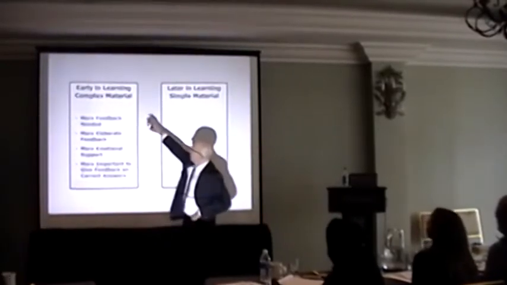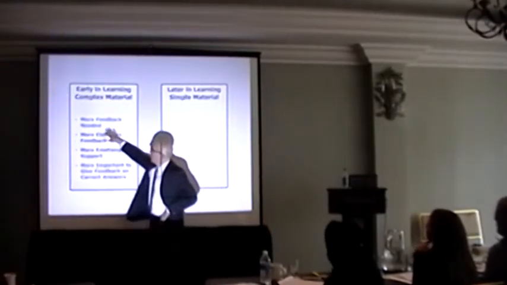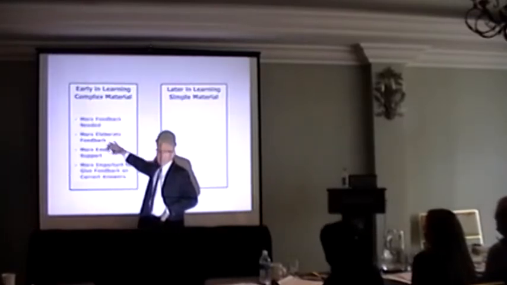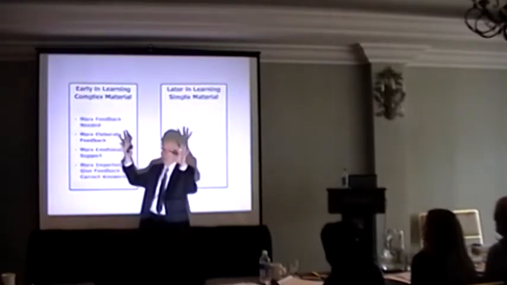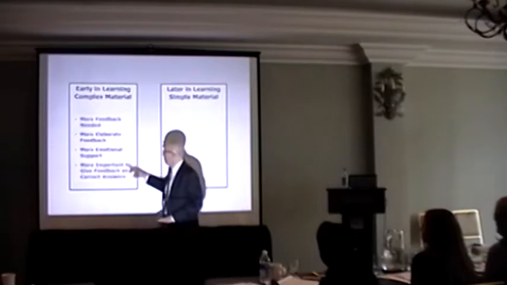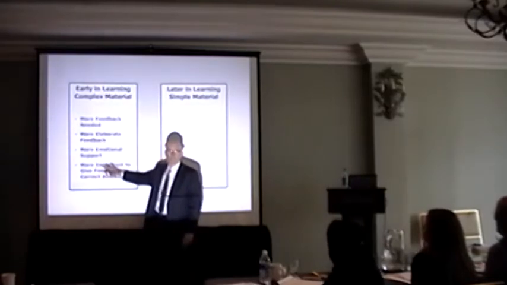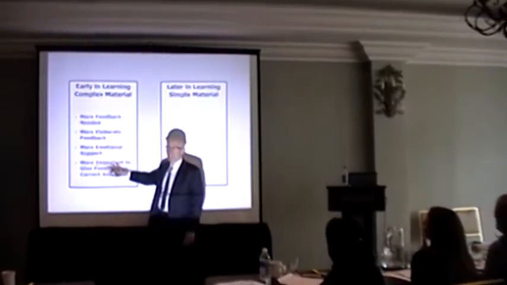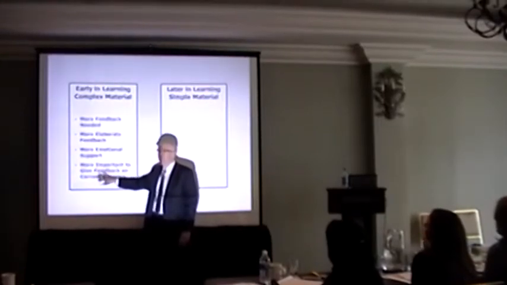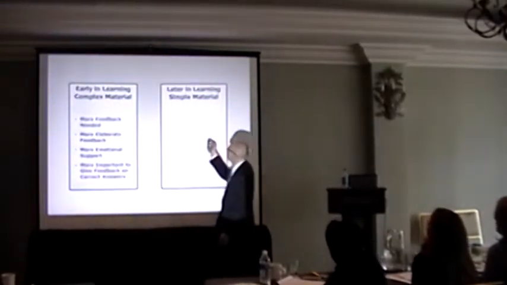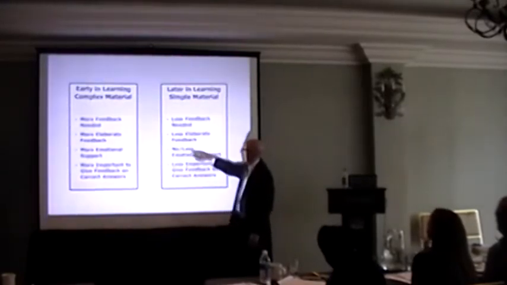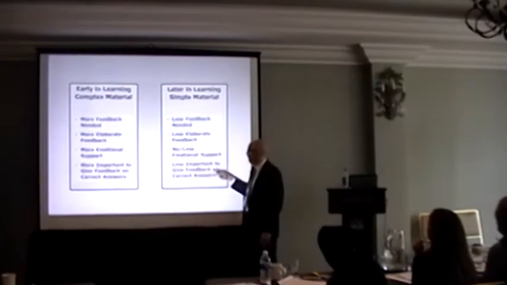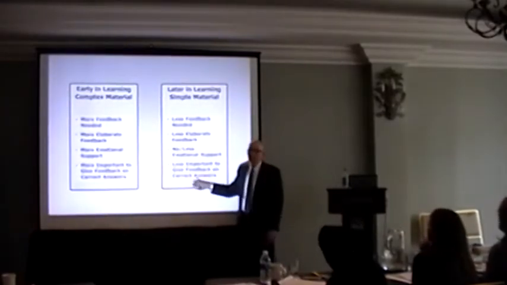So early in learning, and when we have complex material, you might need to give more feedback. More elaborate feedback, more emotional support if we can do that, because people are very nervous about all this complexity. And it's more important to give feedback on correct answers here. If there's a lot of difficulty, people are guessing, so we need to give more feedback on correct answers. When it's later in learning or the material is simple, less feedback is needed, less elaborate feedback, less emotional support, and it's less important to give feedback on correct answers.